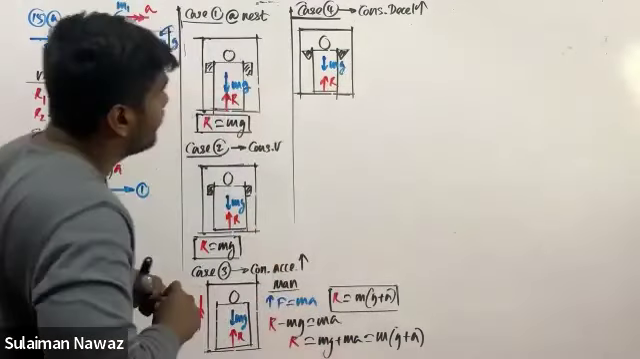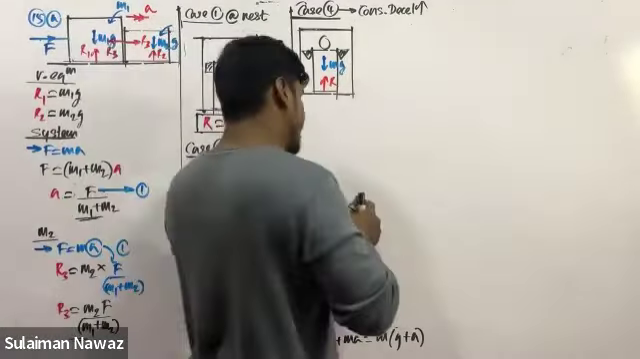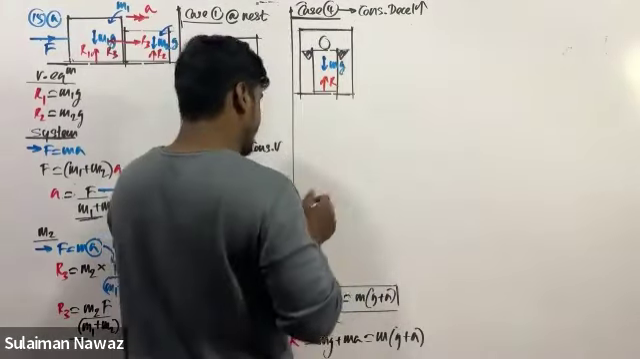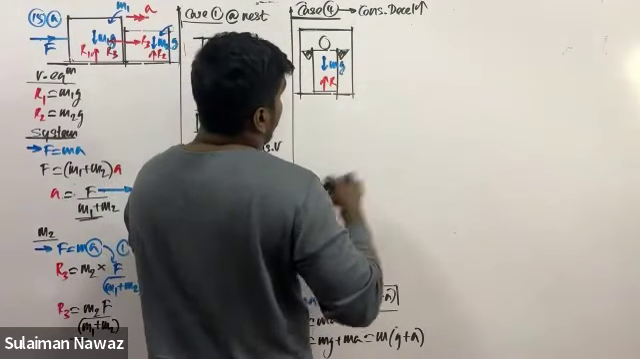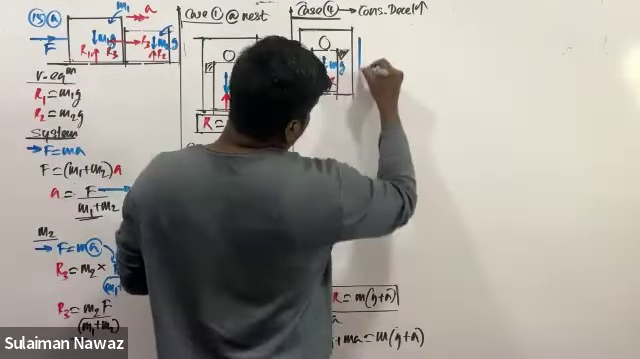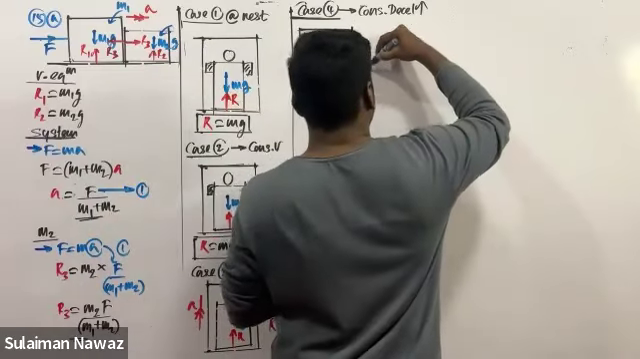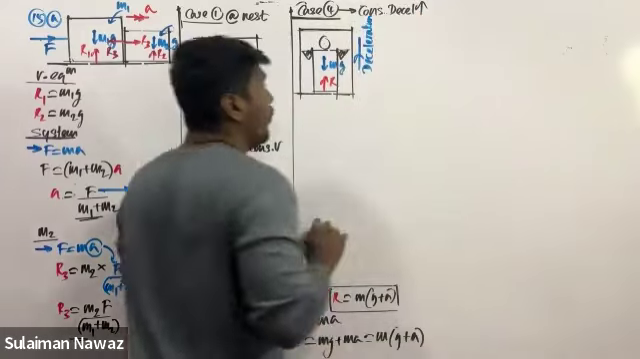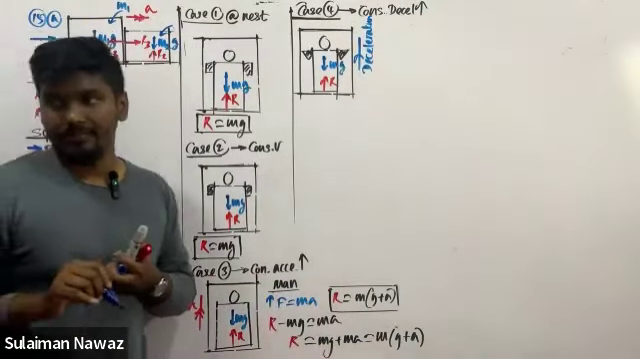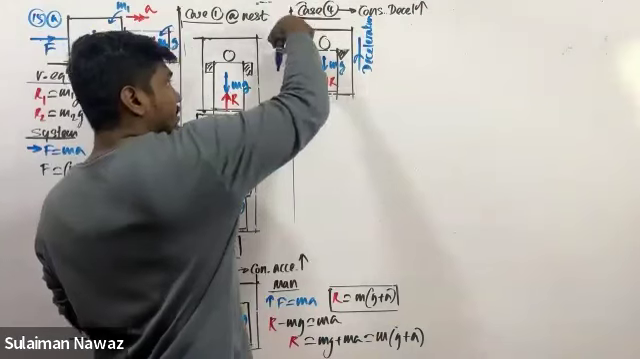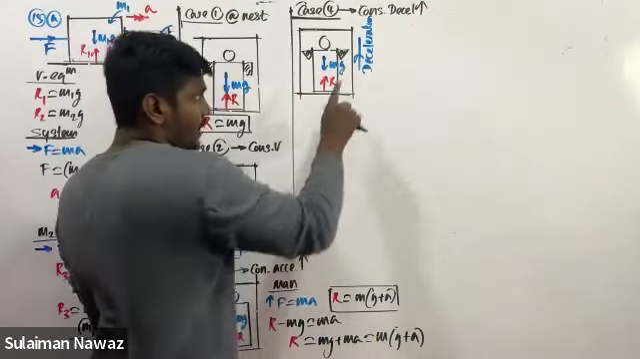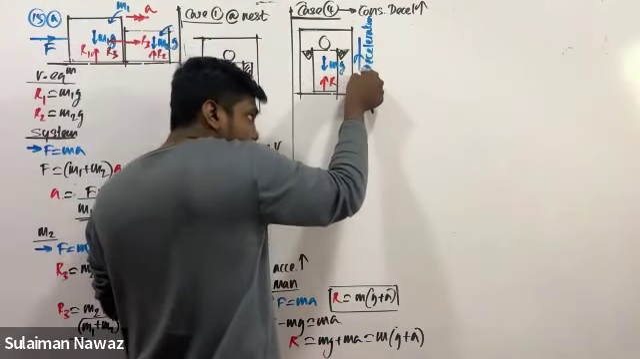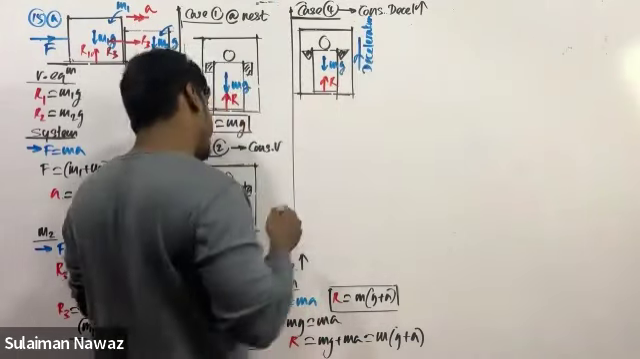Now you know upward direction deceleration means downward direction acceleration. Am I correct? Deceleration means downward direction acceleration. So therefore, upward direction deceleration means negative acceleration. Am I correct?